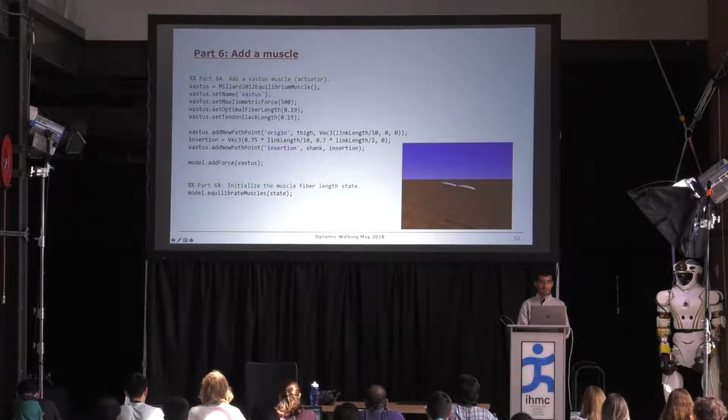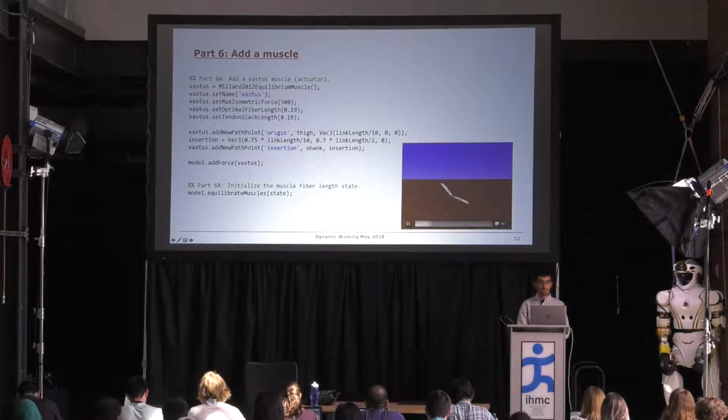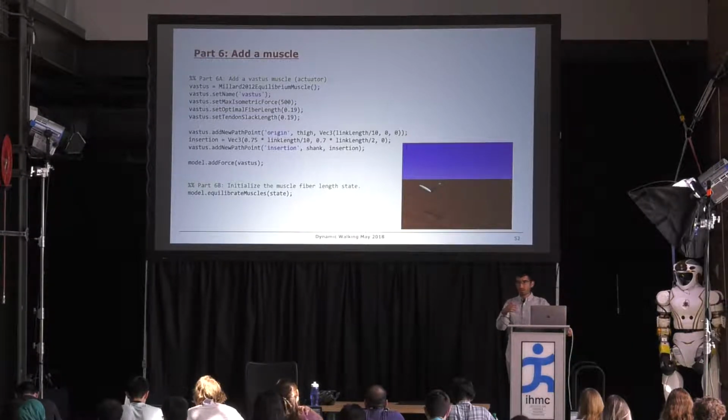Once you do that, if you simulate, you should see something like what's shown in the video here. So you can see a muscle path in your simulation now. Remember that part 6b is towards the end of the file.